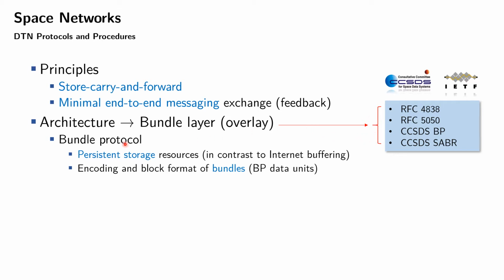The bundle protocol, implementing this architecture, is naturally in charge of the persistent storage that we were mentioning. This is in contrast with internet buffering, where data is kept in the buffer only for a short amount of time, whereas here it can be kept for an arbitrarily long amount of time. Also, the bundle protocol specifies how the data is encoded, and data in DTN is encoded into what are called bundles, which are basically bundle protocol data units.